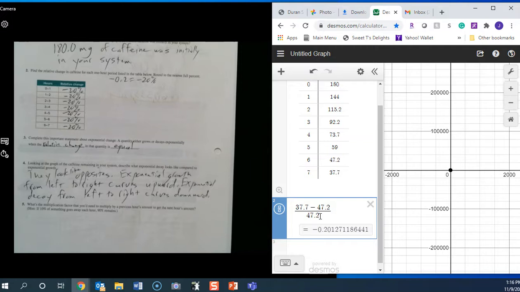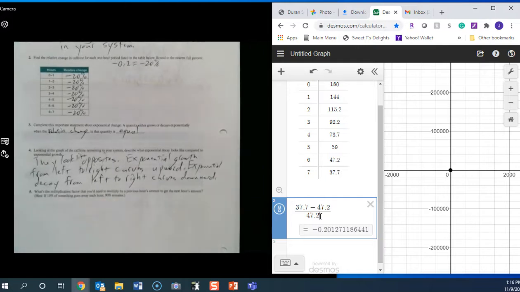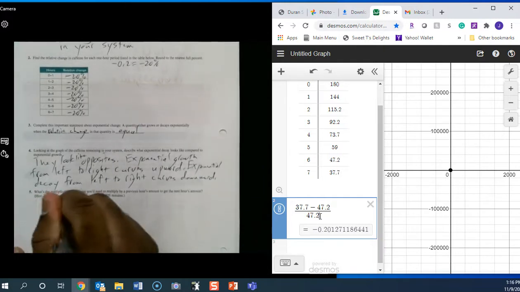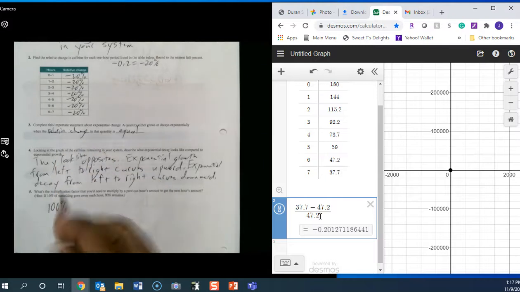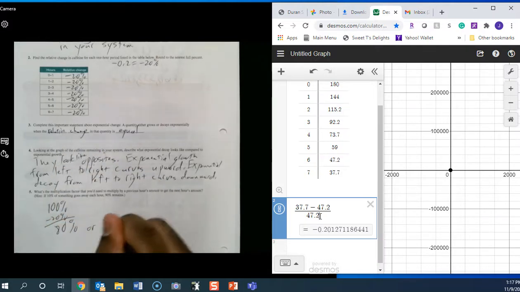Okay, number 5. It says, what's the multiplication factor that you need to multiply by a previous hour's amount to get the next hour's amount? Hint, if 10% of something goes away each hour, 90% remains. Now let me explain this. You start out with 100%. When you start out with 100%, if you're going up, it'll be 100 plus whatever that percent. But with decay, we're going down. So they're saying here, if you go down 10%, that leaves you 90%. So we're going down 20%. So our answer here would be 80% or 0.80.